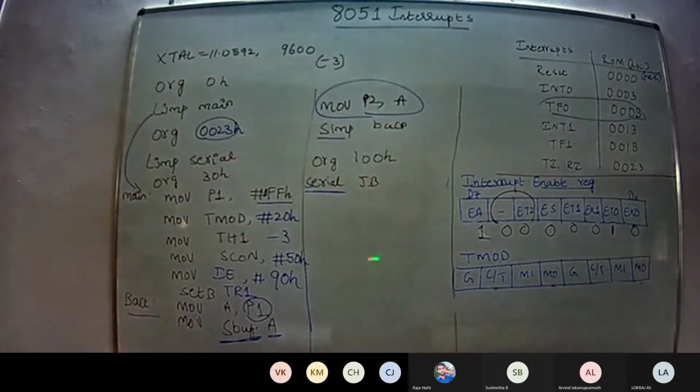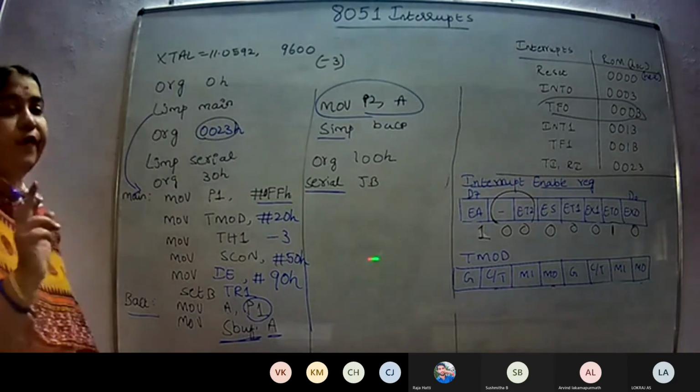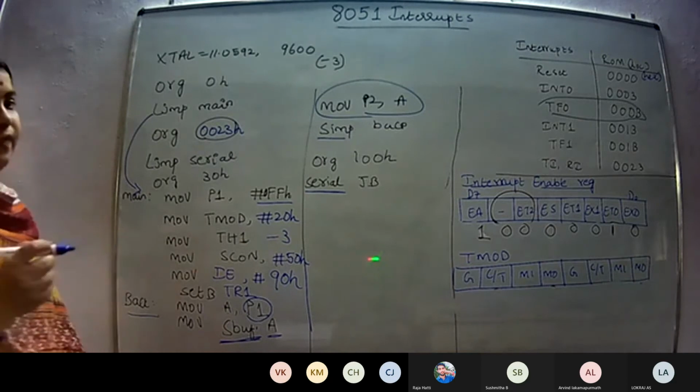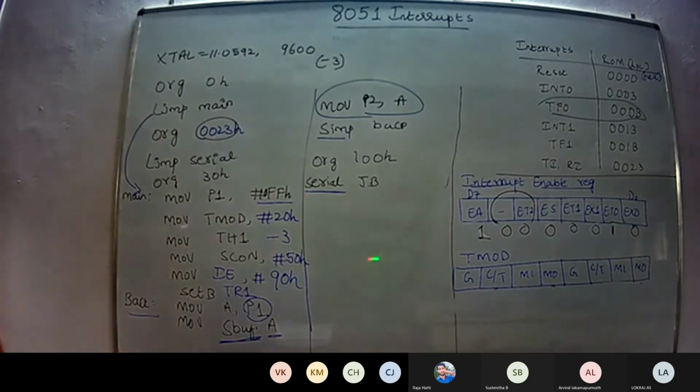Now we have to write the program for serial communication. That means whether transmitting and receiving is completed or not. See here, one important thing is that for transmitting and receiving, we have only one interrupt. So whenever the interrupt is raised, we don't know whether it is for transmitting or receiving. So you have to write both the conditions.